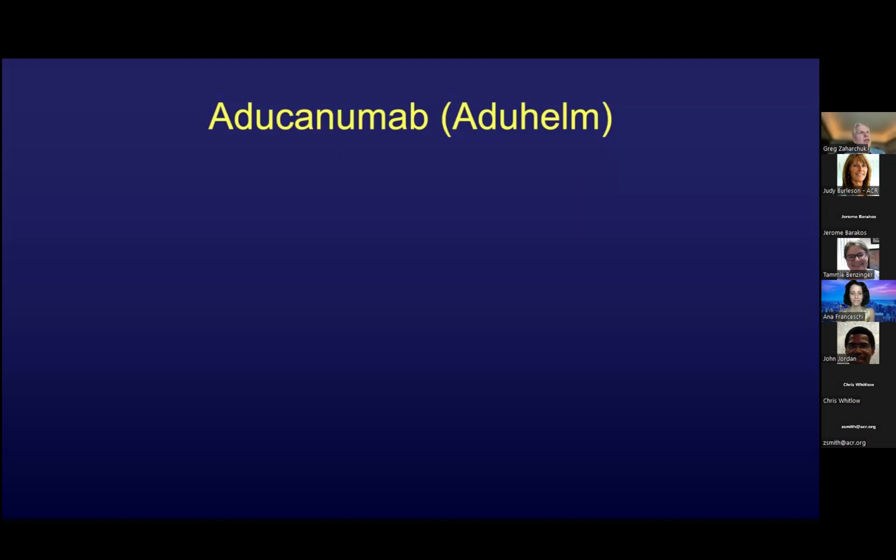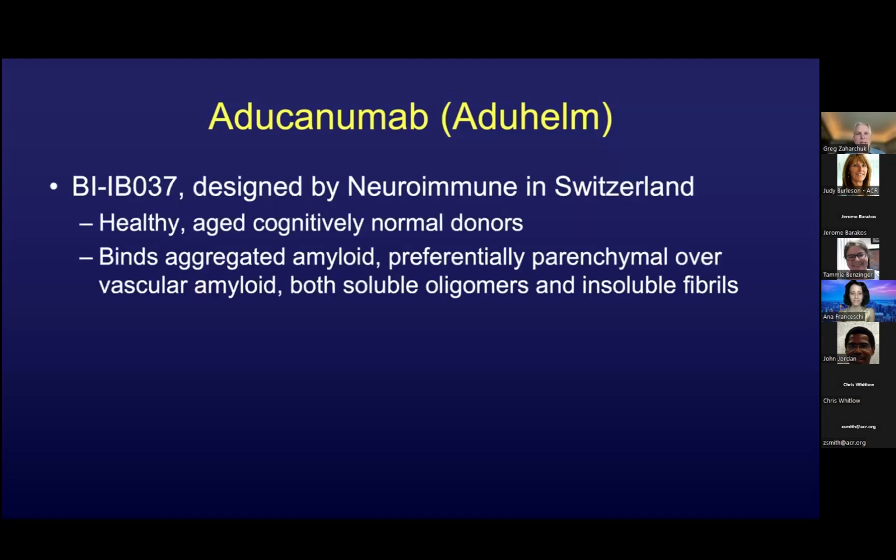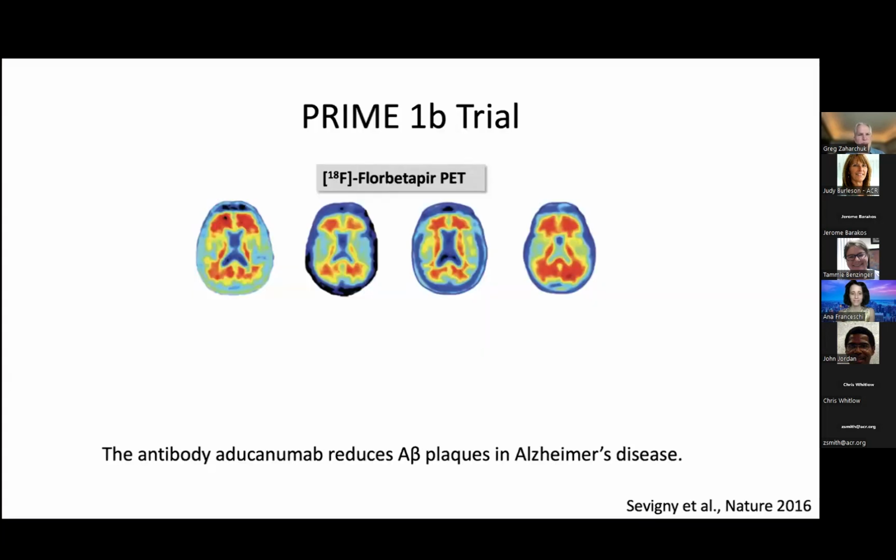Okay, so I want to start with a little history and talk a little bit about the first drug that really brought attention to these disease-modifying therapies, and that's aducanumab. This is a monoclonal antibody derived from healthy aged cognitively normal donors, and it binds aggregated amyloid. It is infused every 4 weeks. So again, a very characteristic feature of these new medications is that they are infusions, and that brings with it a lot of important considerations.